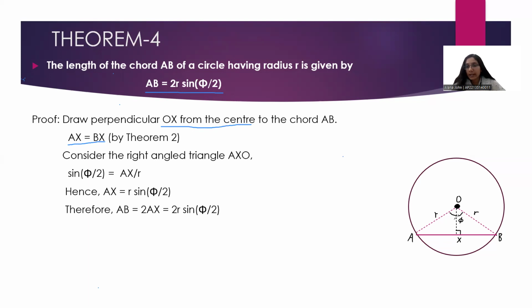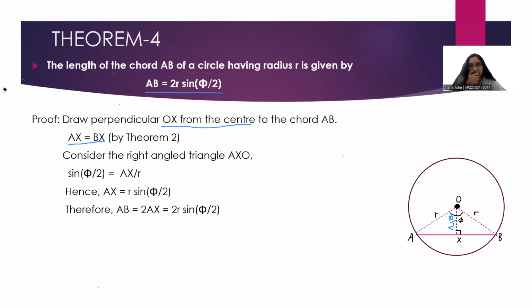Now I am considering the right angle triangle AXO. Once this perpendicular is drawn from the center to the chord AB, it also divides this angle phi into exactly half. So this half angle will be phi by 2. Now we are considering this right angle triangle AXO.